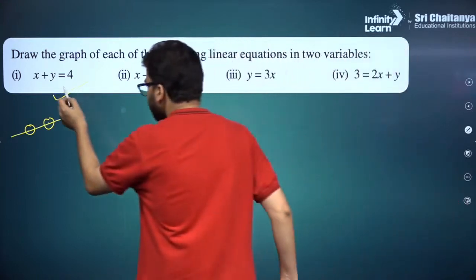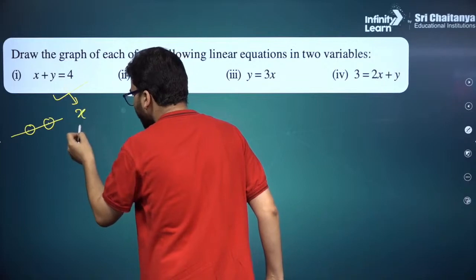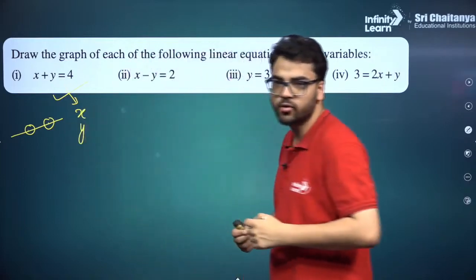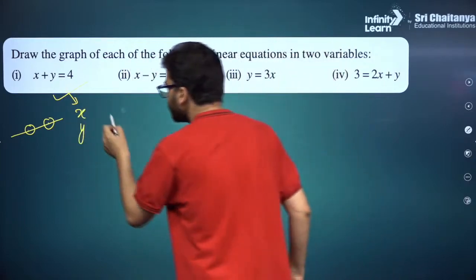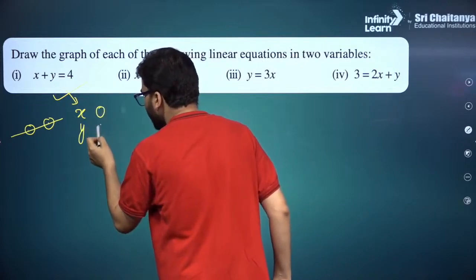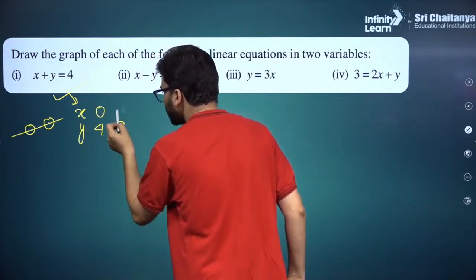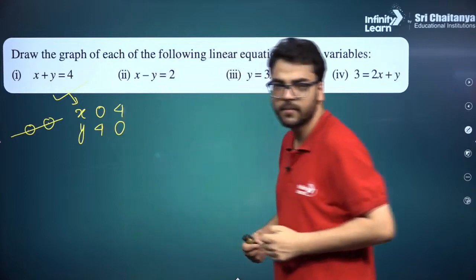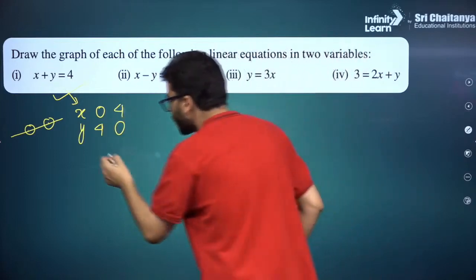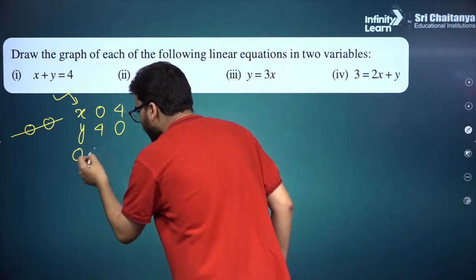So if I take the first question over here, basically we need 2 solutions, right? Try to get simpler values only. So you see, if you take x is equal to 0, y will be 4. If you take y is equal to 0, x will be 4, correct? So you can say that in order to draw the graph over here, we can join these points.